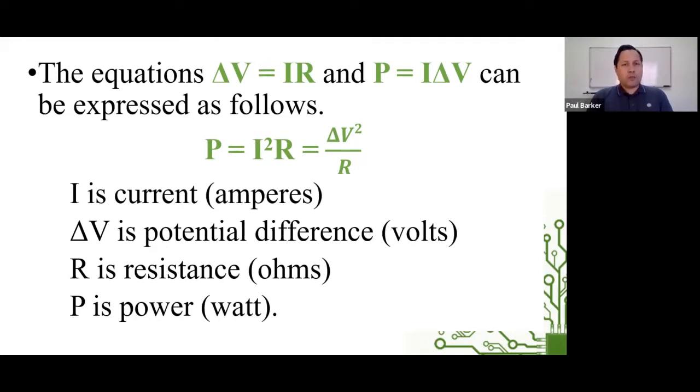Some reminders: I, of course, is current measured in amperes. Delta V is potential difference or voltage measured in volts. R is resistance measured in ohms, and P is power, and the unit for power is the watt.